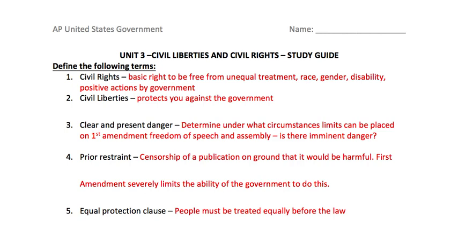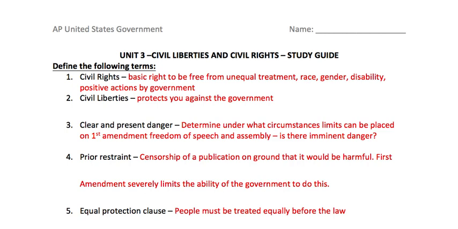Here's your quick overview of Unit 3. A couple key concepts here: the rights and liberties, civil rights and civil liberties. Again, liberties are mostly in the Bill of Rights. It protects you against government intrusion.